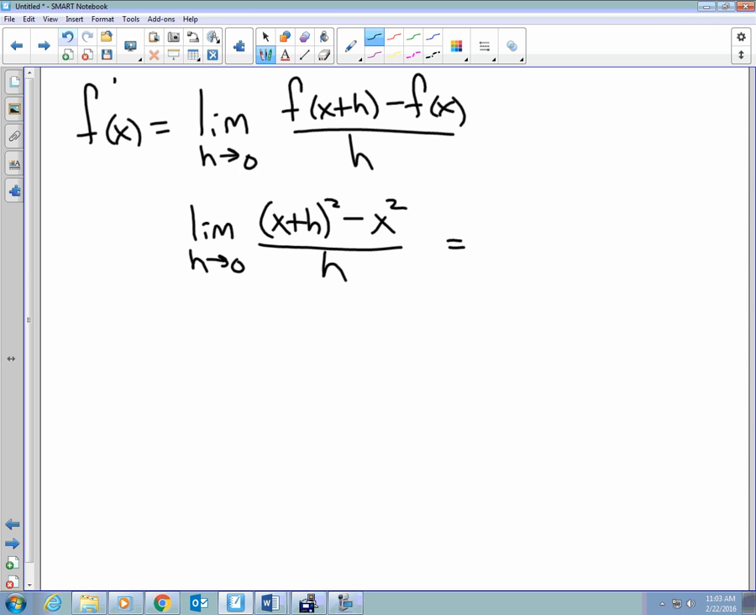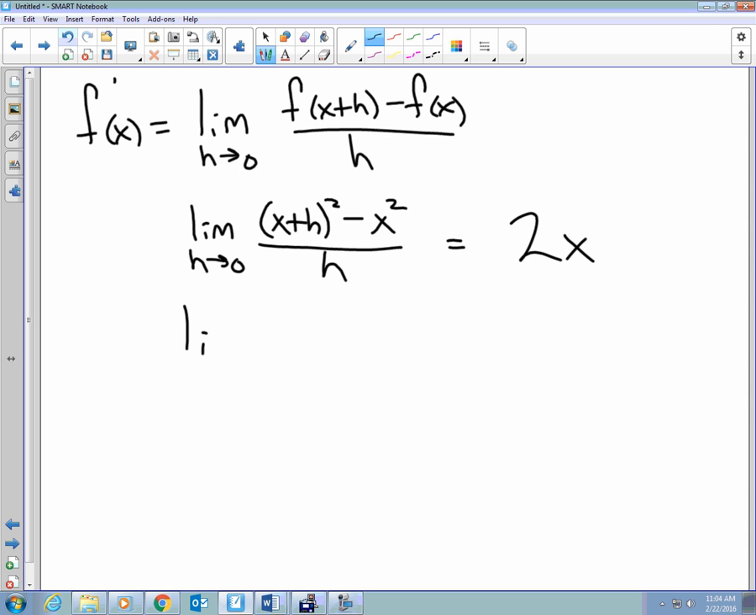When you take the derivative of that, or when you do this, does anybody know what you come up with? What's the function? The function is x squared, right? When you take the derivative of x squared, you're going to get 2x. This ends up being 2x.